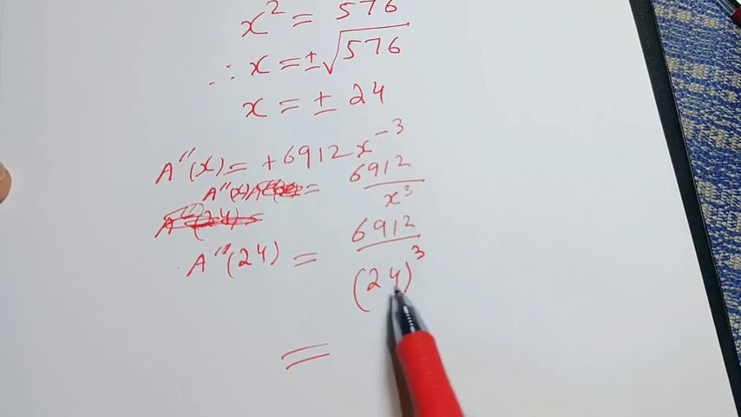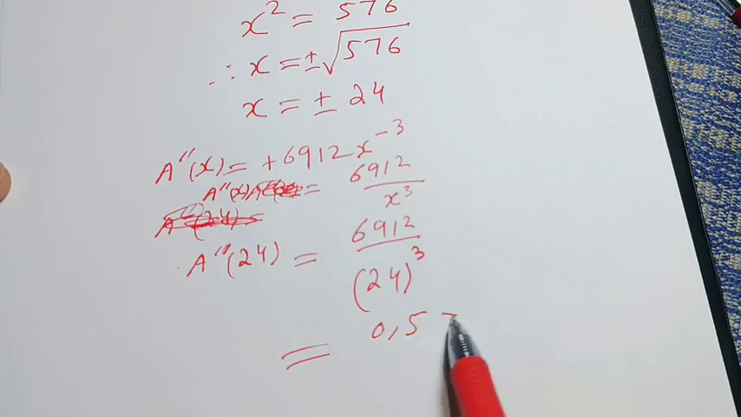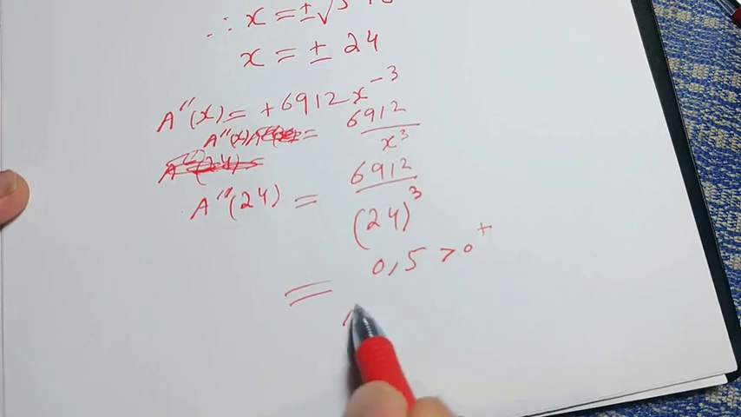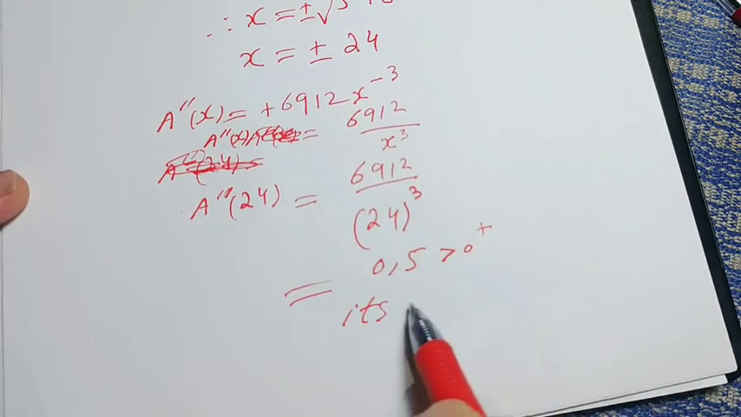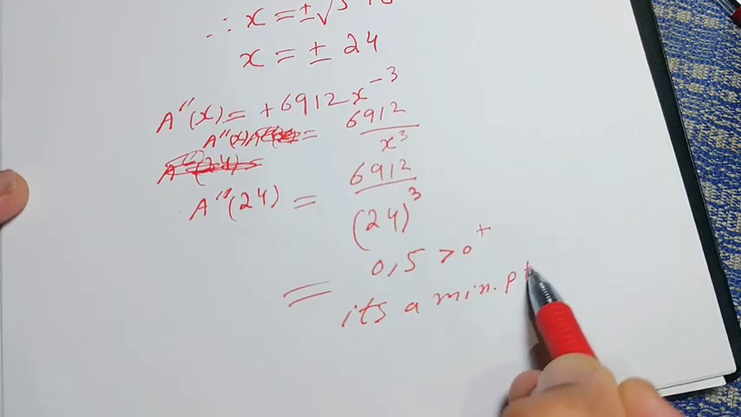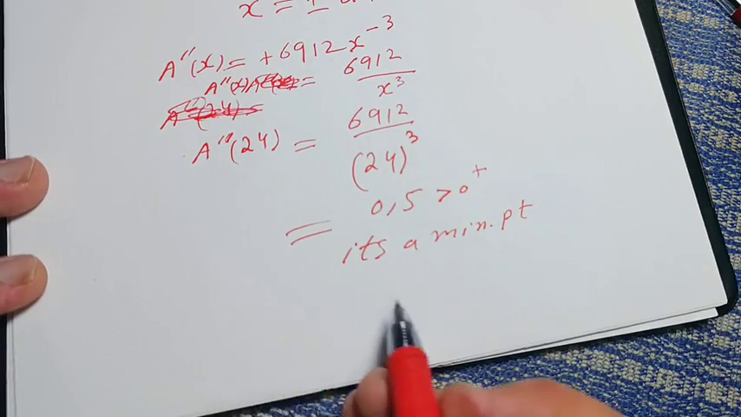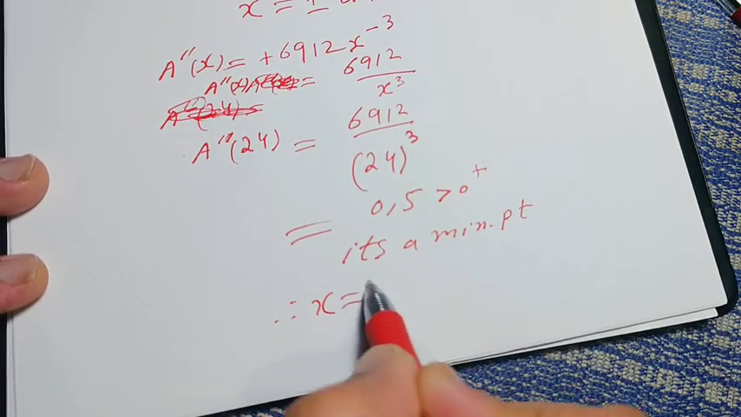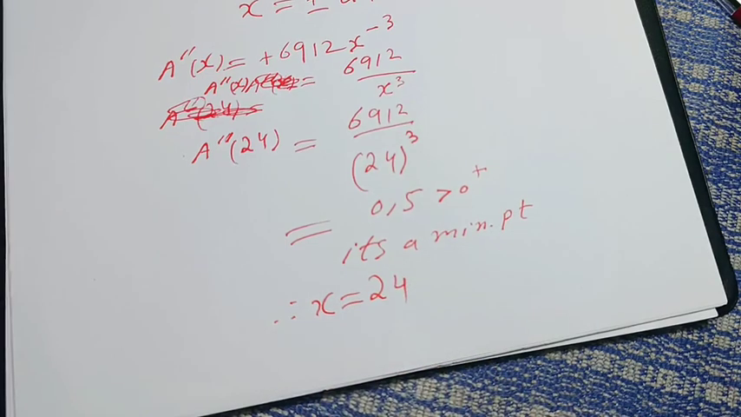So I simplify, and the answer becomes 0.5 with the calculator, which is greater than 0, which means positive. So it's a minimum point. So we are looking at the minimum value, therefore x is going to be equal to positive 24. This is my final answer.